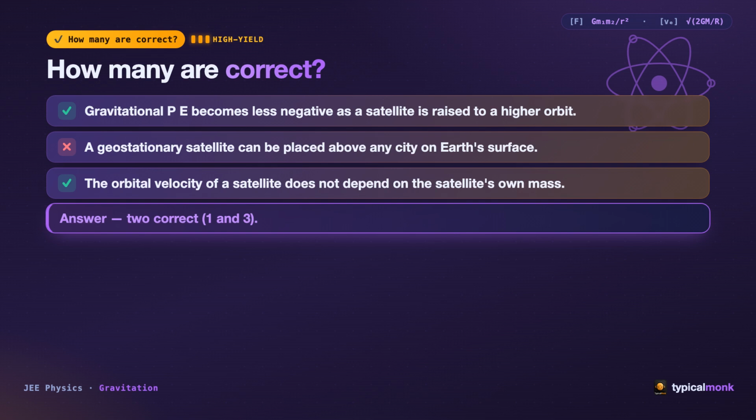So, how many are correct? Two statements, the first and the third. Rising to a higher orbit truly does make the negative potential energy less negative, and the orbital velocity formula genuinely has no trace of the satellite's own mass. But the second one falls. A geostationary satellite must sit in the equatorial plane, never above any arbitrary city. Two correct, and the middle one is the trap.